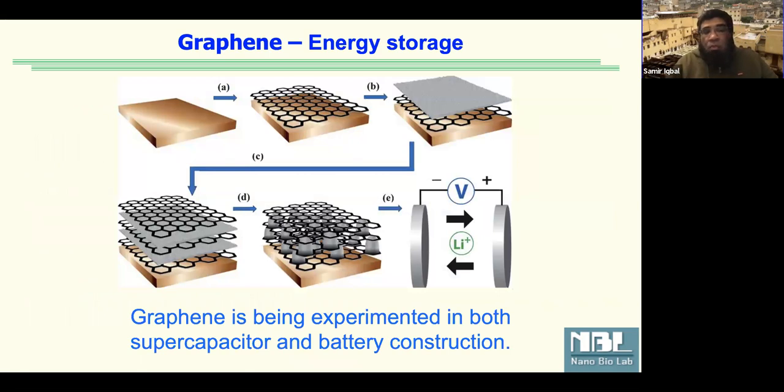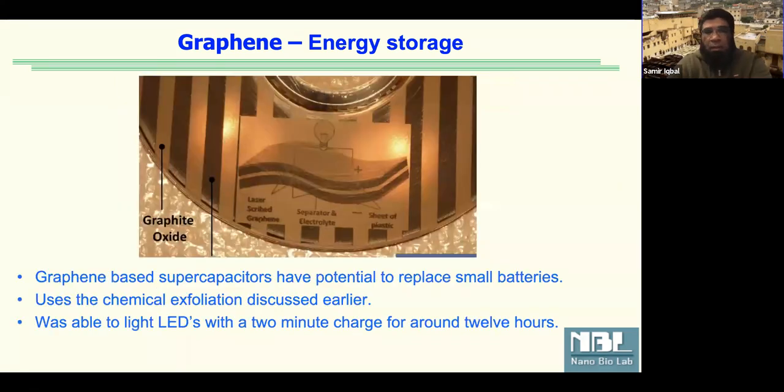There's much work that's been done in energy storage applications as well, because they are very thin and good conductors, so they can store charge, right? So a high amount of charge can be stored. So they're using them in supercapacitors and battery applications as well. So here's an example of using graphite and making a circuit on a compact disc. So essentially, they have lit up LEDs with a 2 minute charge, and those LEDs stay up for 12 hours. So they can store so much charge using graphene.